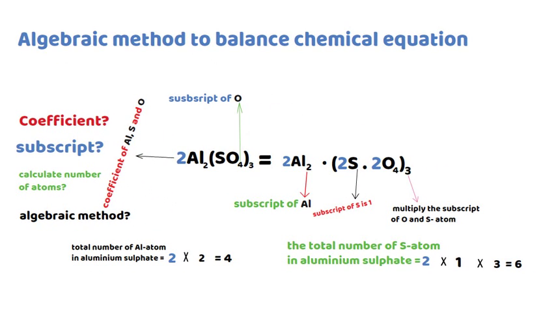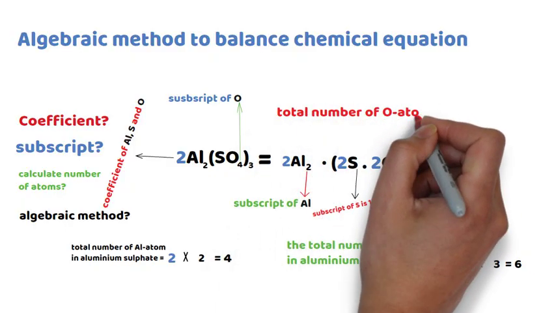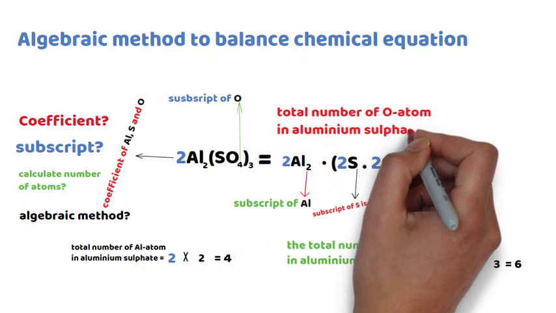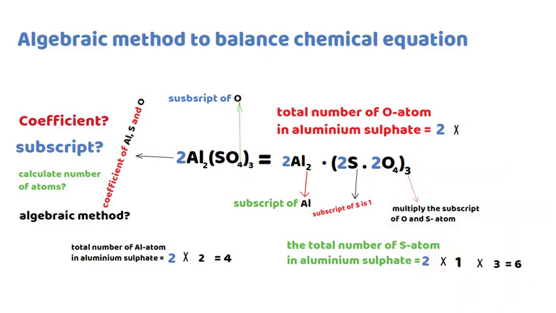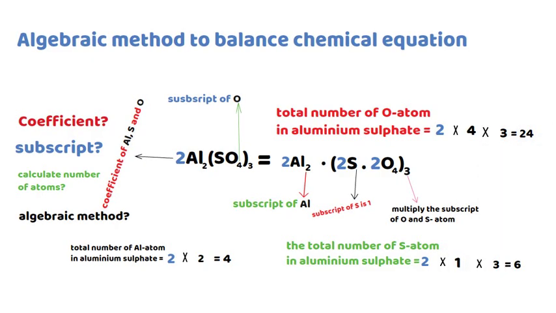This 4 is the subscript of oxygen in aluminum sulfate. Therefore, the total number of oxygen atoms in aluminum sulfate is equal to 2, which is the coefficient of oxygen in aluminum sulfate, times 4, which is the subscript of oxygen in aluminum sulfate, times 3, which is the subscript of sulfate in aluminum sulfate, which also multiplies the subscript of oxygen. Therefore, we have 24 oxygen atoms in aluminum sulfate.